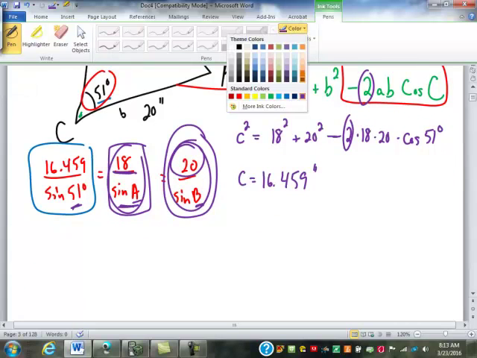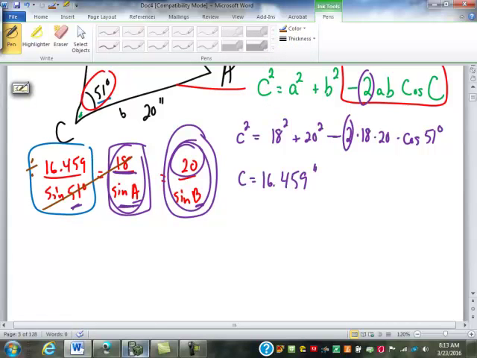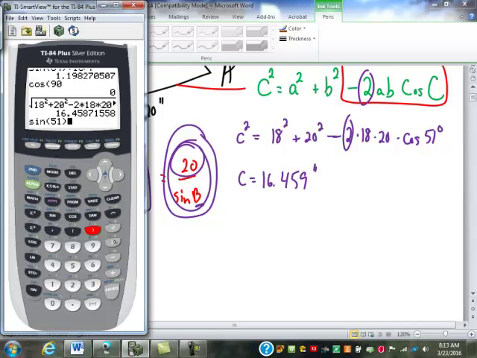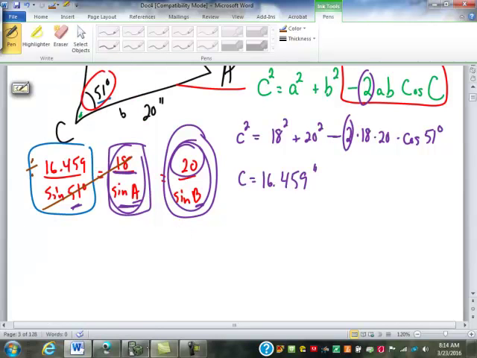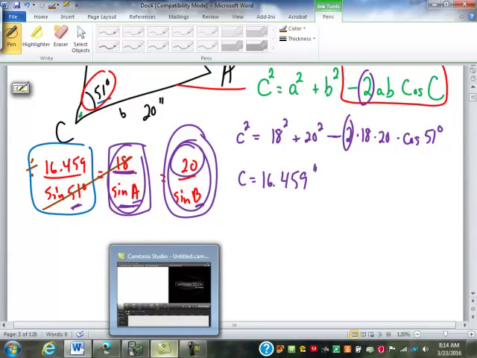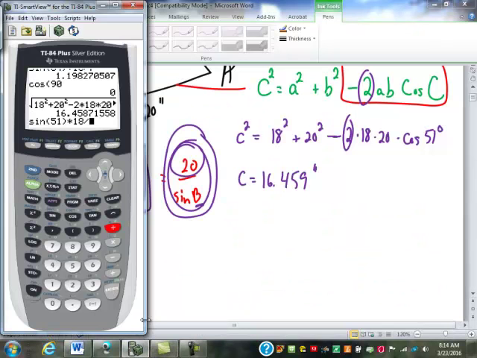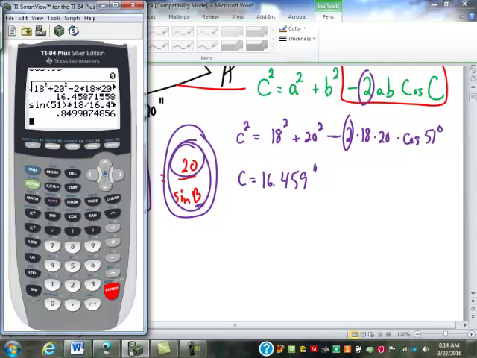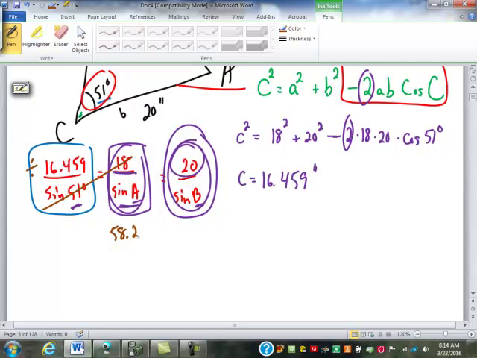So I would cross multiply and divide here. Sine of 51 times 18 divided by 16.459. Gives us the 0.8499. We're going to inverse sine that. So second sine with that answer: 58.20 degrees. So now we can add that to the 51. That's 109.20. This is 70.80 degrees. So we know B is actually acute, because when we do the subtraction, it comes out to be acute.